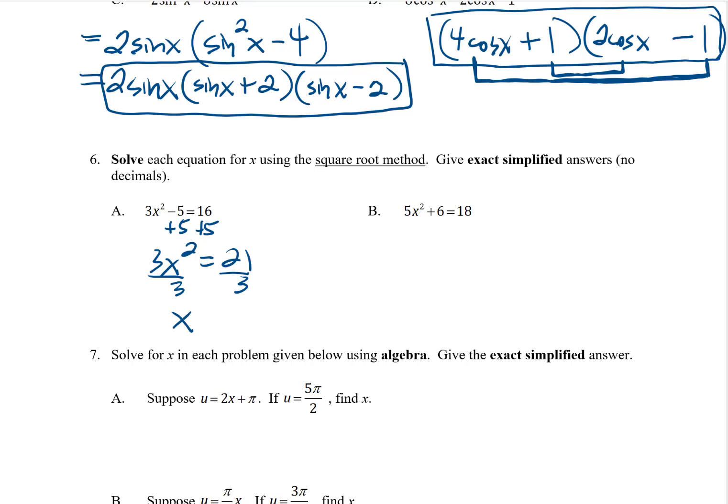And once the item being squared is isolated, then you just need to undo the squared, which you can do by taking the square root of both sides.